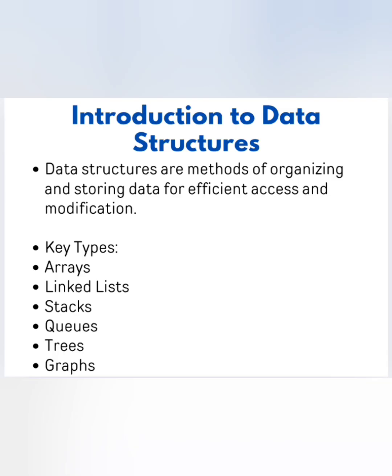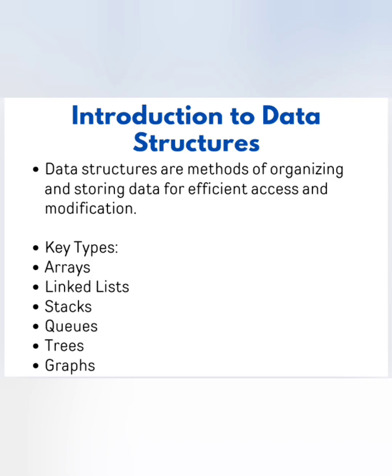So we know that there are different types of data structures we have to study. These are the different data structures in our study. What are they? We are looking at them one by one. First is the array data structure. Second is the linked list data structure. Third is the stack data structure. Fourth is the queue data structure. Fifth is the tree data structure, and the sixth is the graph data structure.